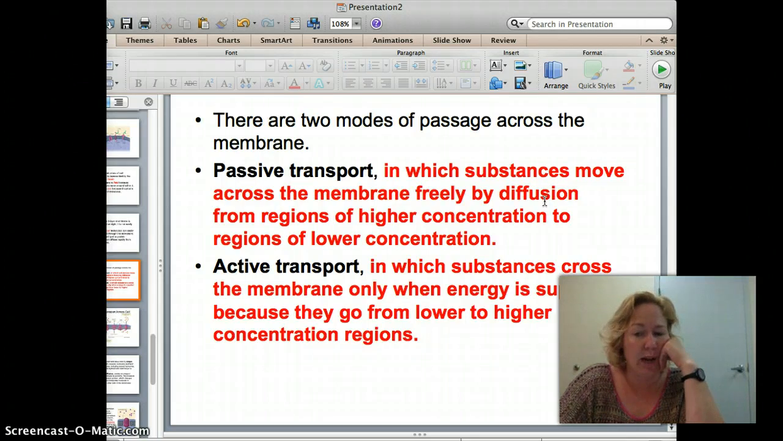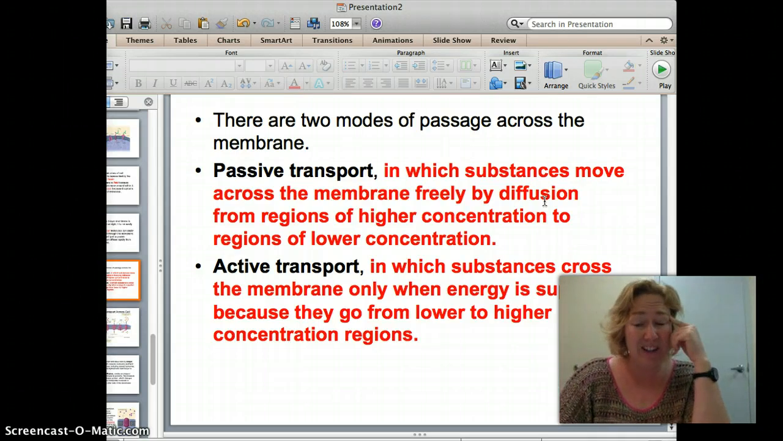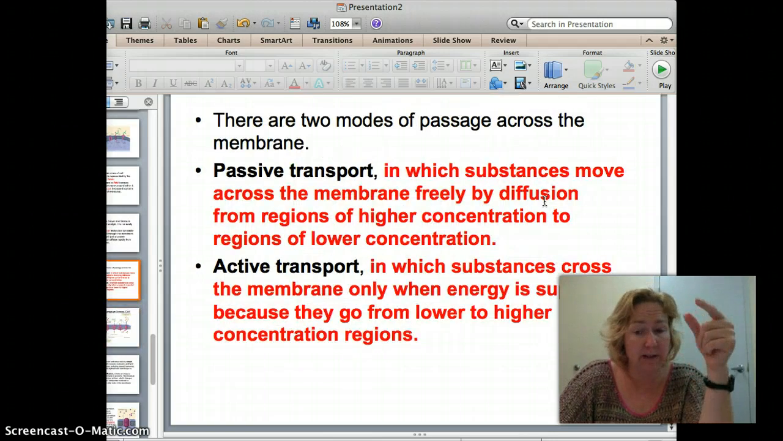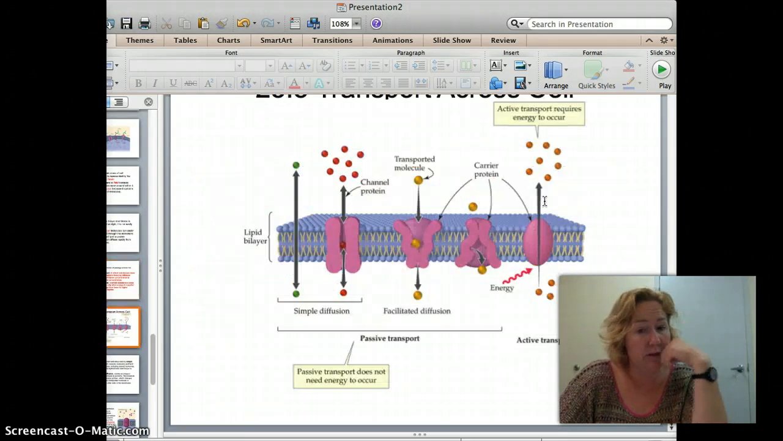Active. This is like, okay, we got to get these guys out. You got to go beyond the gradient, and this is not what would naturally happen. We got to move stuff around. It usually requires energy. It's a lot more complicated to draw. Okay, passive and active. These are important to know the difference between those two.